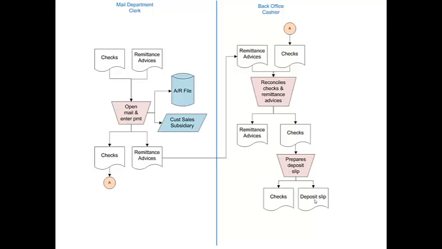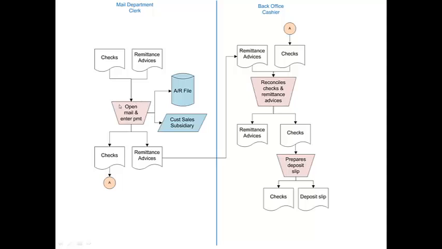So here's our example. I've got the 3 processes identified with the symbols that represent manual processes. Those are the trapezoid symbols here. First process step was performed by the mail department clerk. So I've got this in the left-hand column. The mail department clerk had checks and remittance advices as input to this process, but they're also output as well. So I've shown them both as inputs and outputs to the first process.